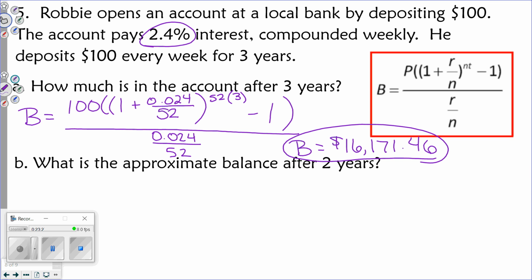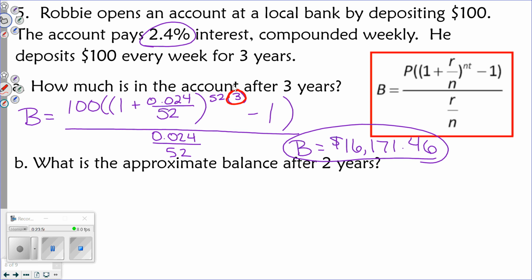All right, guys, part B. What is the approximate balance after 2 years? What's the only thing that changes? Yeah, the only number that's changing then is this number. So the only thing you need to change is turn that 3 into a 2.